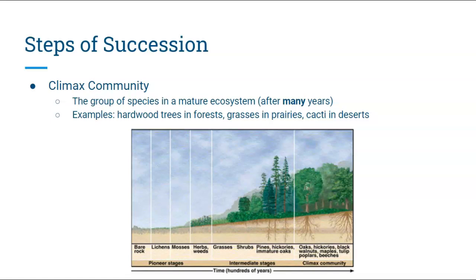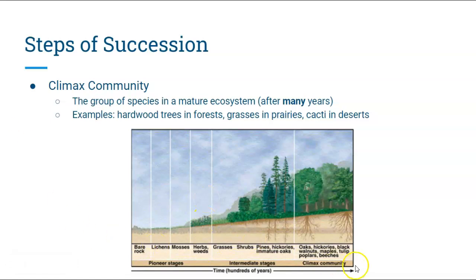Some examples of a climax community would be hardwood trees in forests, like when you go out on a hike and you see those trees towering over you, those are the species found in a mature ecosystem. This could also be grasses in prairies that you would find in the Midwest, or even cacti in deserts, right? Just things that are signs of a fully functioning ecosystem.